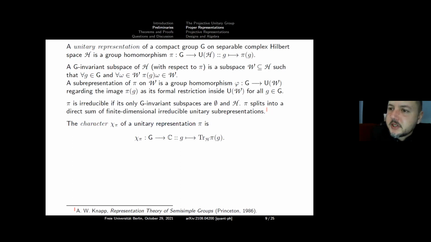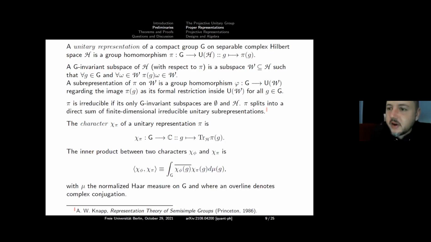Representations are determined up to isomorphism by their characters. So the character chi pi of a unitary representation pi is this functional. It's a map from the group to the complex numbers. You just take the trace of its image. Okay, so that's the character. And one can define an inner product via Haar integrals. So the inner product between the characters of two potentially different representations is this Haar integral. Here mu is the normalized Haar measure on the compact group G, and the overline is complex conjugation.